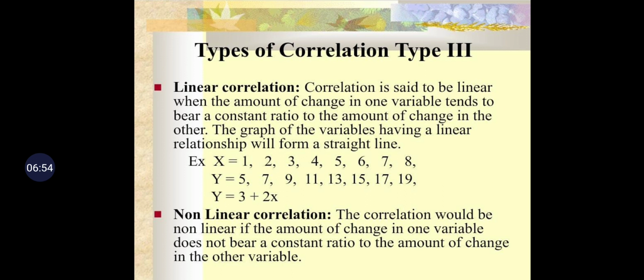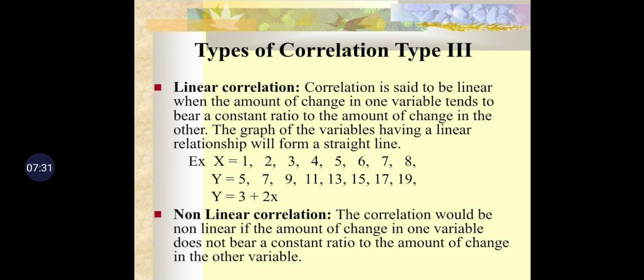Type 3: linear correlation. Correlation is said to be linear when the amount of change in one variable tends to bear a constant ratio to the amount of change in the other. The graph of variables having a linear relationship will form a straight line. For example, x has a value and y has a value. You have to add 3 plus 2x.